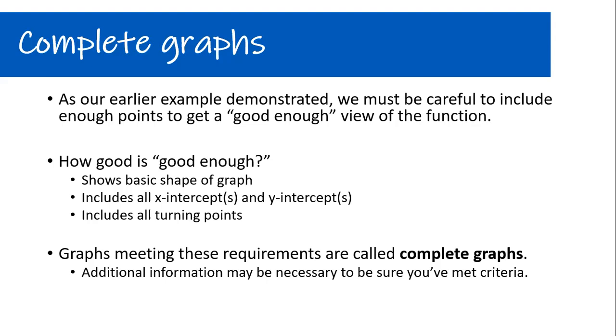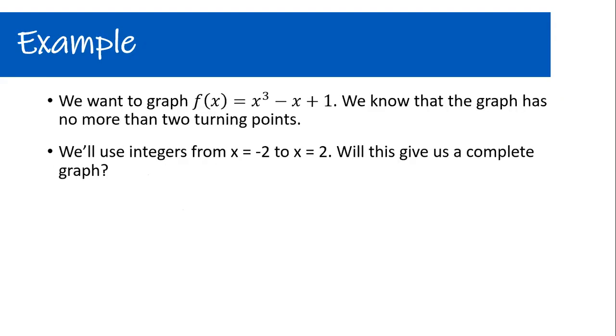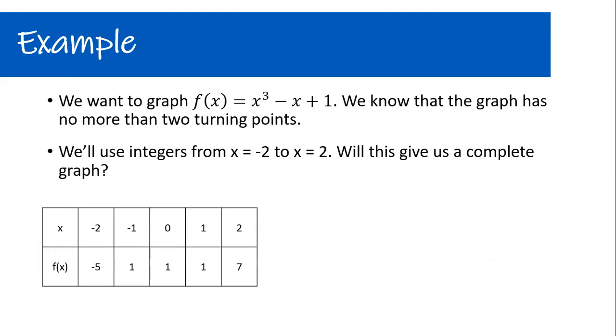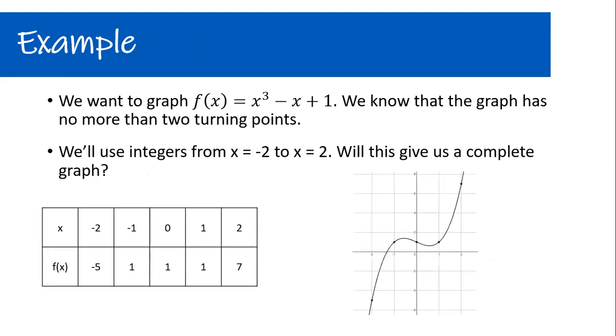Sometimes you need additional information to know if it's good enough, and our text will usually do a pretty good job of telling you, unless it's something that we have already learned. So let's look at an example. We want to graph f of x equals x cubed minus x plus 1. We know that the graph has no more than 2 turning points, so it goes from up to down or down to up no more than twice. If we use integers from x equals -2 to +2, do we get a complete graph? So we can set it up with the point plotting method, and this is what we get.